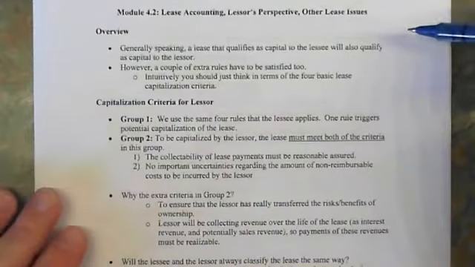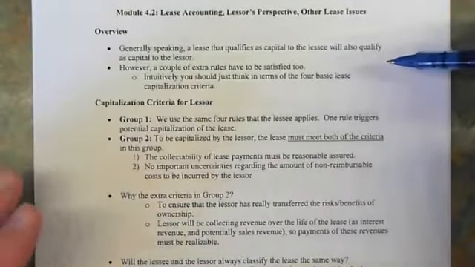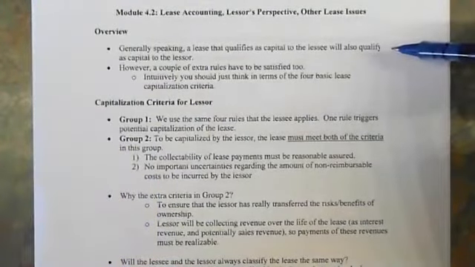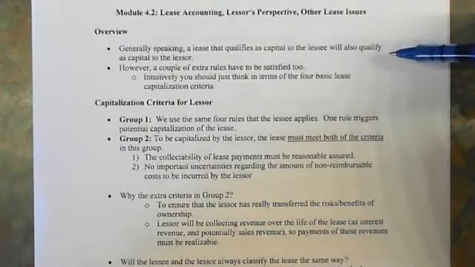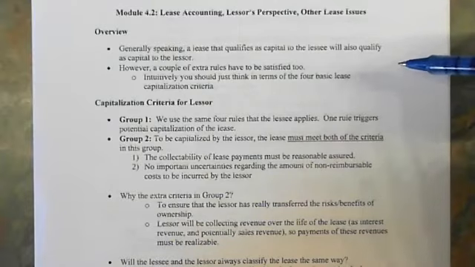So in terms of the lessor capitalization versus the operating classification, a lease that qualifies as capital to the lessee is also going to be capital to the lessor. But we add a couple new criteria so that we ensure the collectability of payments and ensure the case that the lessor can record revenue.